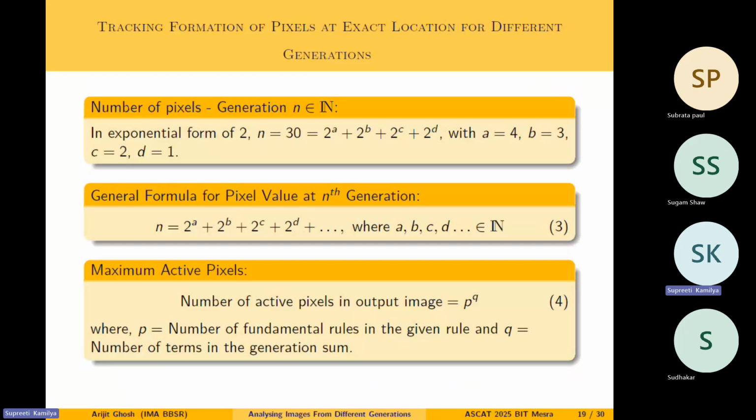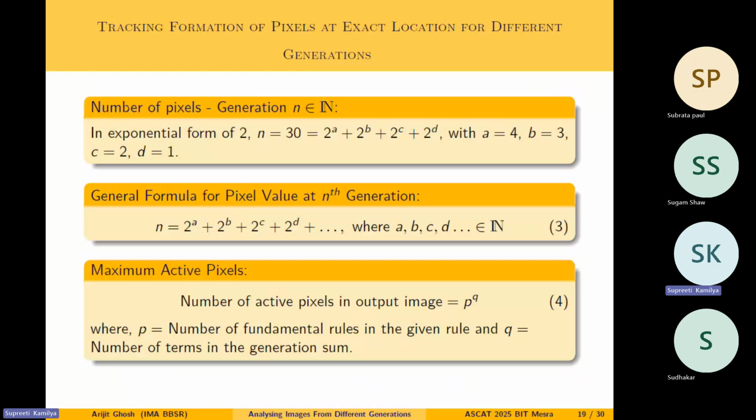We have seen the number of pixels formed at generations of 2 to the power k. While doing the experiment, we also saw pixels being formed at generations other than 2 to the power k. Consider generation number 30. Expressing it in exponential form of 2, we can express it with 4 terms: 2 to the power 4, 2 cube, 2 square, and 2 to the power 1. We claim this as the general formula in our paper.